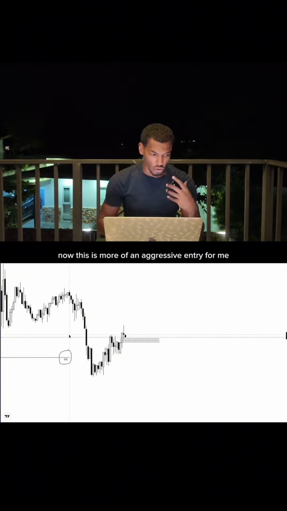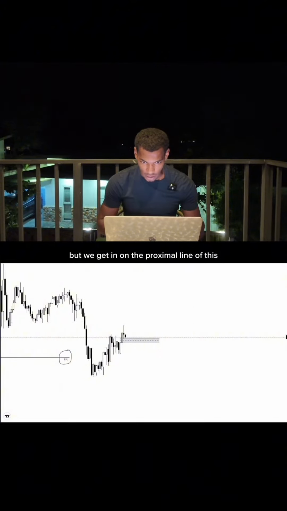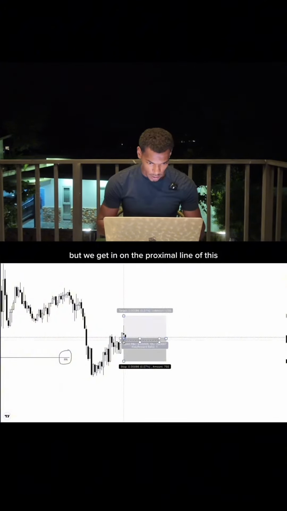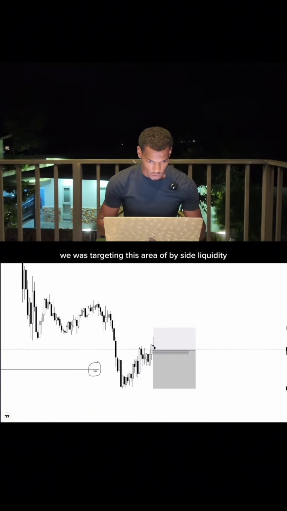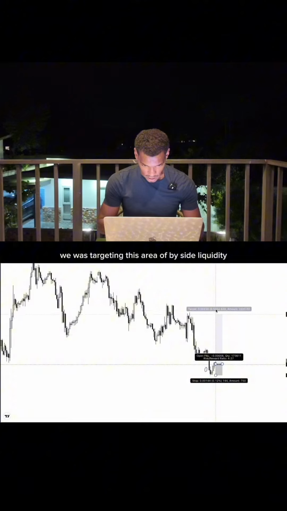Now this is more of an aggressive entry for me, but we get in on the proximal line of this. We put the stops below this low down here, which swept the sell side liquidity, and overall we was targeting this area of buy side liquidity up here.